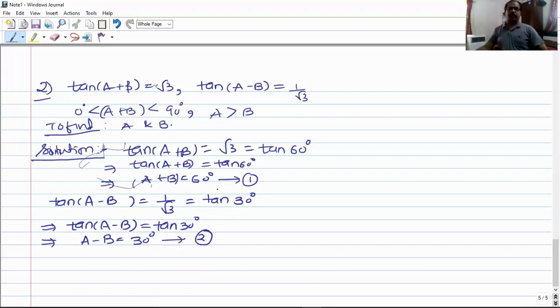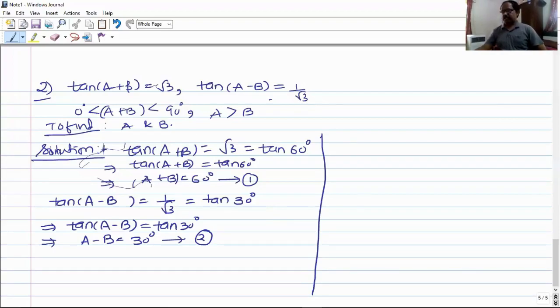So now student, to find the values of a and b, can I use the equations 1 and 2? Yes, because they are two simultaneous equations. We have two simultaneous equations in terms of the two variables a and b. So are you able to find the values of a and b by solving these two equations simultaneously?